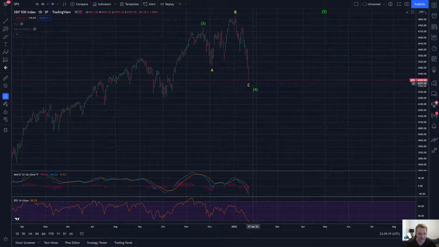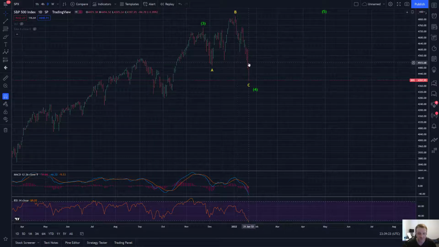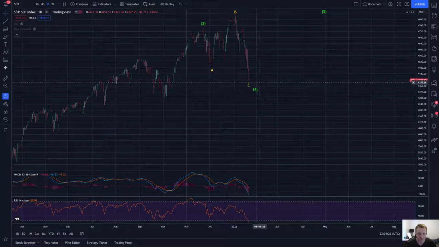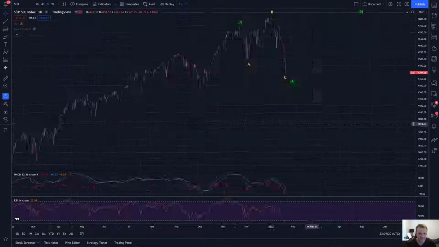Now that being said, there are still ways we could allow for this to be the start of the big one, the big crash everyone's been anticipating, but I'm not ready to go there yet. I just thought I'd point that out.